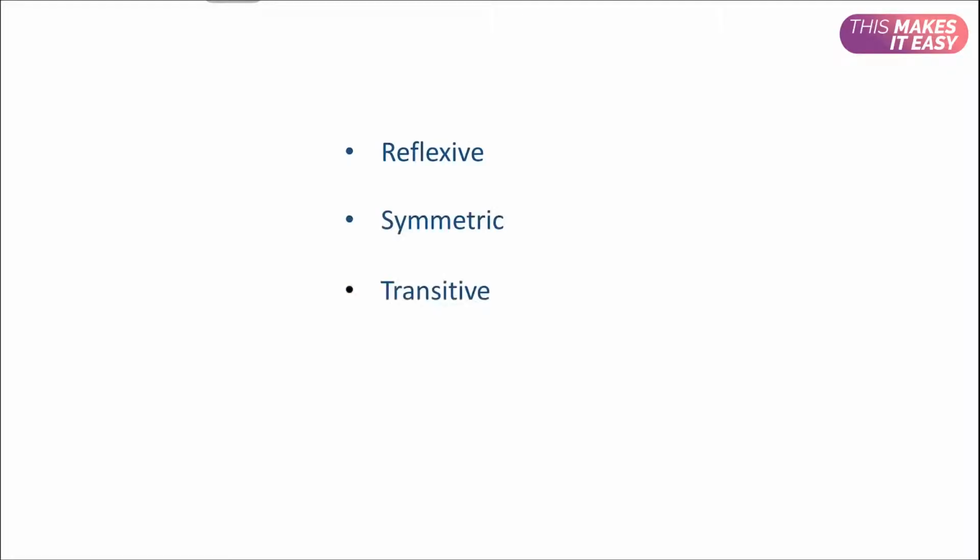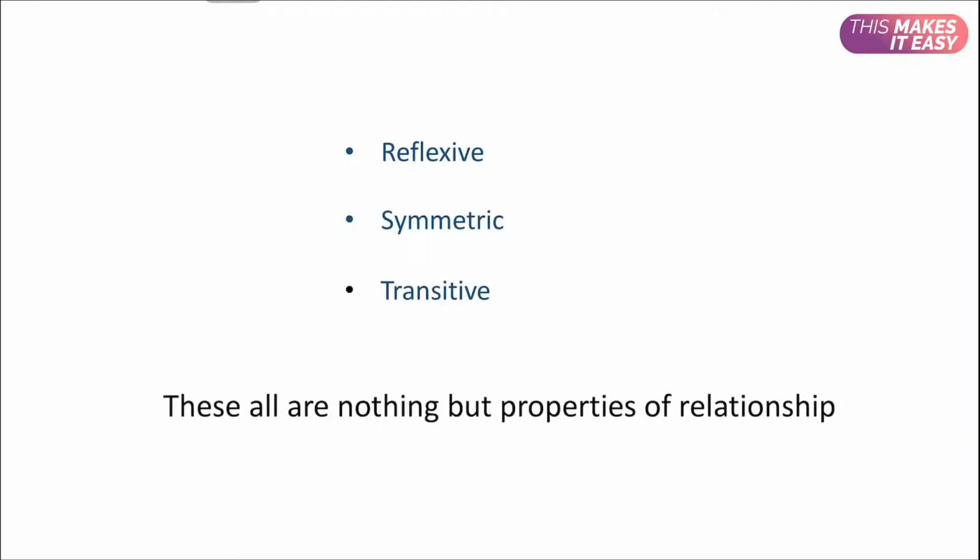Mainly there are three types of relations: reflexive, symmetric, transitive. These are all nothing but properties of relations. We have some relation. If that relation satisfies some property, it is called reflexive, symmetric, or transitive. The same relation can be both reflexive and symmetric at the same time. So we will discuss each one by one and we will give some real life examples as well.